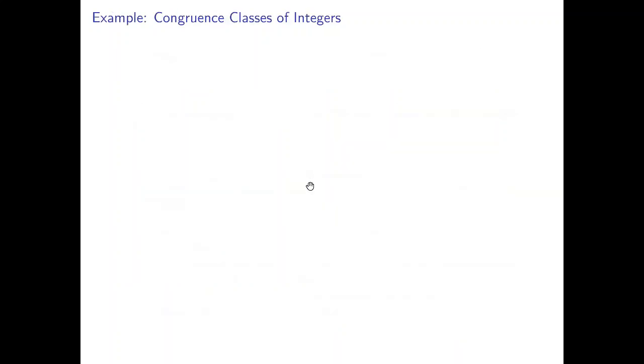Okay, and so another example, which is maybe a little bit more mathematical. We're going to be talking about congruence classes of integers. This is a certain type of equivalence relation which shows up all over the place in number theory and also in computer science applications of math and computer science. And so what is the congruence class of an integer? We'll begin by defining a certain relation on the set of integers. We're going to fix some integer m which is bigger than 1.